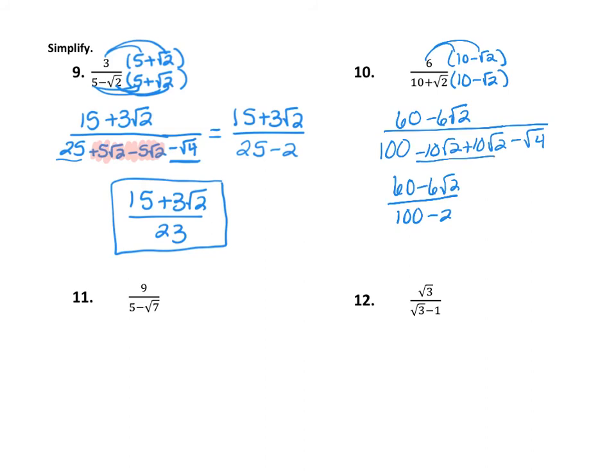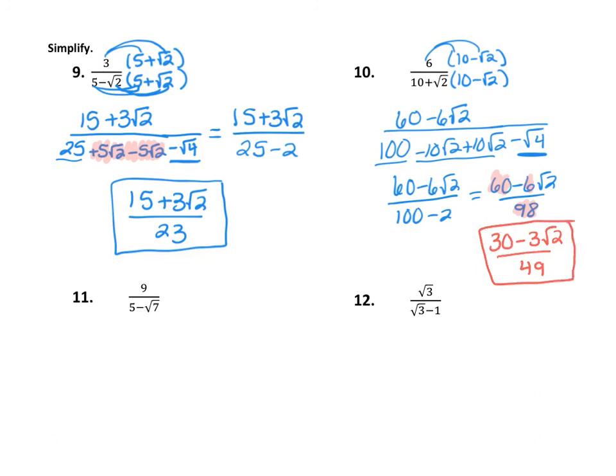Because again, these middle guys subtract. 100 minus square root of 4, well, square root of 4 is 2. So I'm at 60 minus 6 square root 2 all over 98. Now this can actually simplify one more time. And that's because my 60 and my 6 and my 98 are all divisible by 2. So if I divide each of those numbers by 2 to simplify this fraction, I'm going to end up with 30 minus 3 root 2 all over 49 is my final answer.